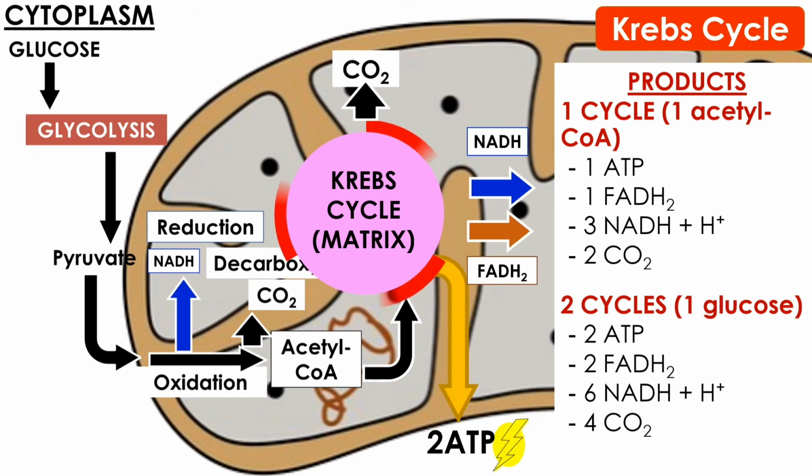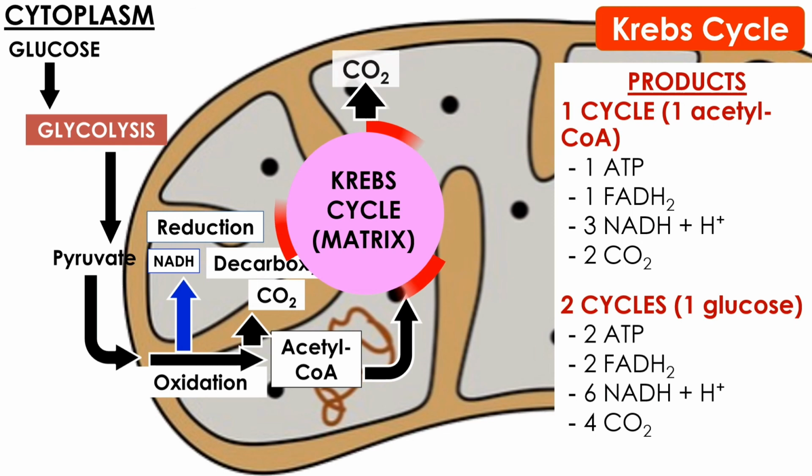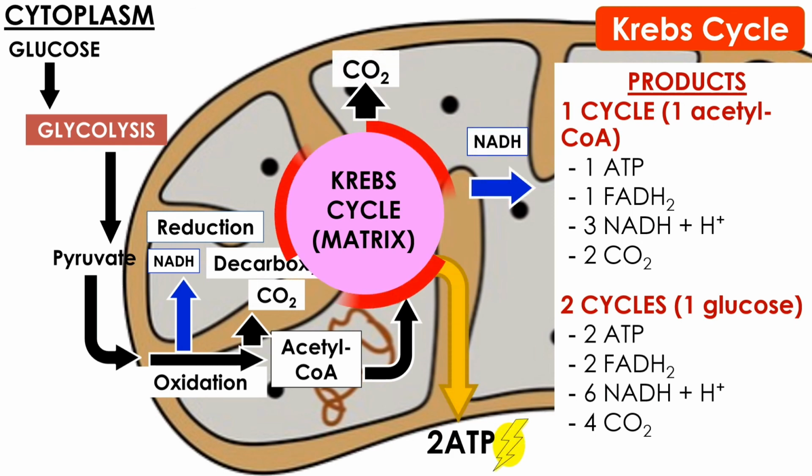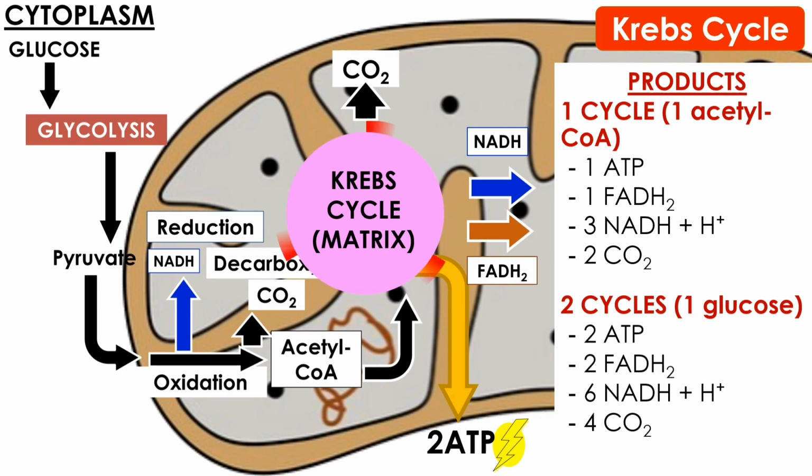However, since there were 2 molecules of acetyl coenzyme A for each glucose molecule, so Krebs cycle will occur twice and produce a total of 2 ATP, 2 FADH2, 6 NADH plus H+, and 4 CO2 molecules.